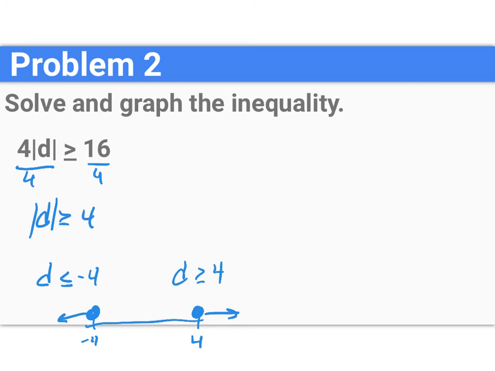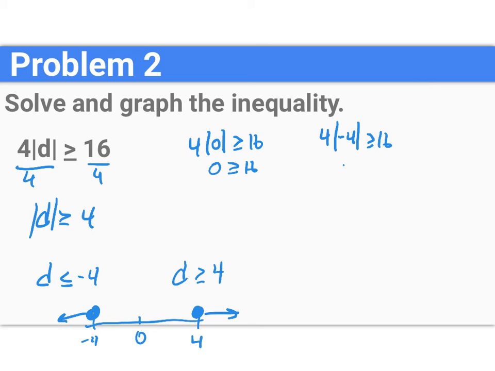So first thing we do is try a tester. 0. 4 times 0 is greater than or equal to 16. 0 is not greater than or equal to 16. Our tester works. When you try a tester in a region that's not included, it should make the inequality false. If you try a tester in the region that is included, it should work.